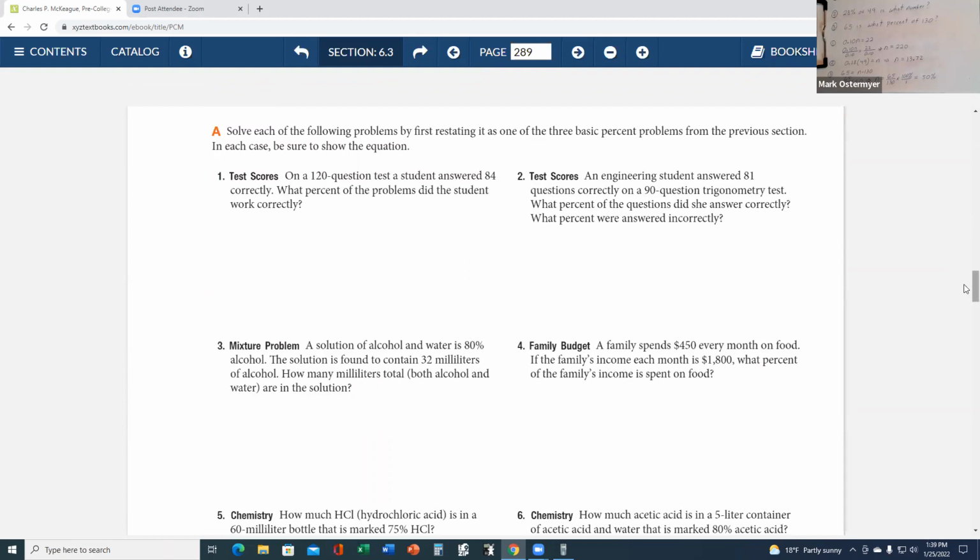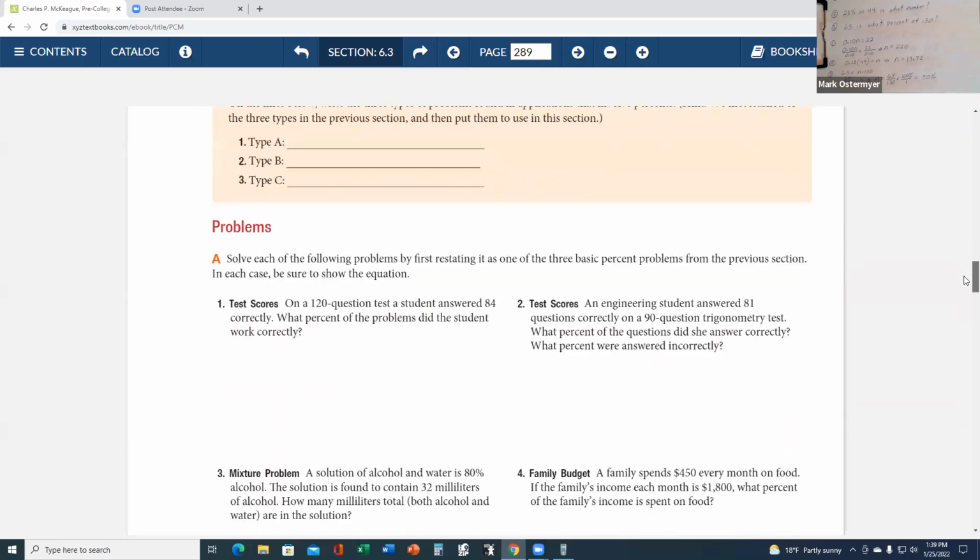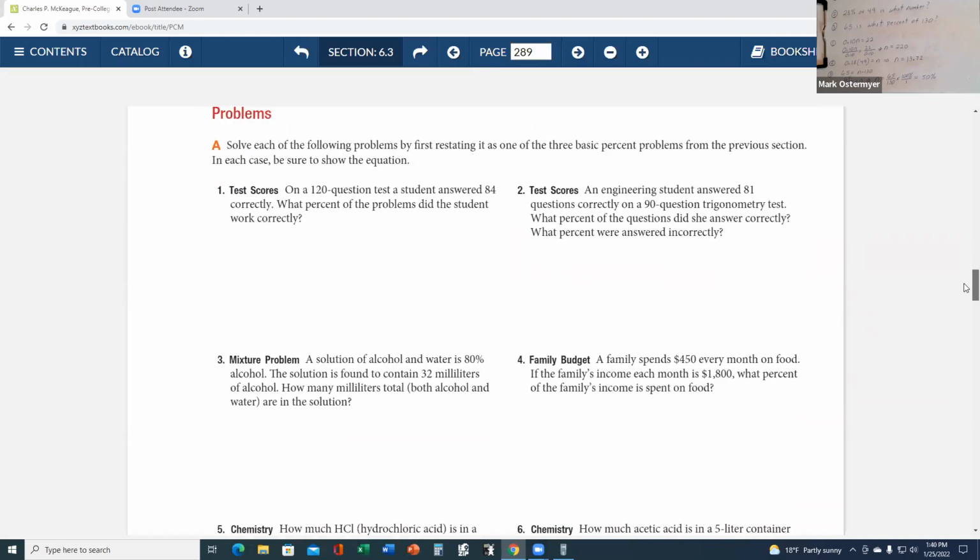These problems begin in exercise set 6.3, which is on page 289 in your textbook. This is where we will begin to tackle these. It says solve each of the following problems by first restating it as one of the three basic percent problems from the previous section. In each case, be sure to show the equation. We'll try number one here to ease us into this.